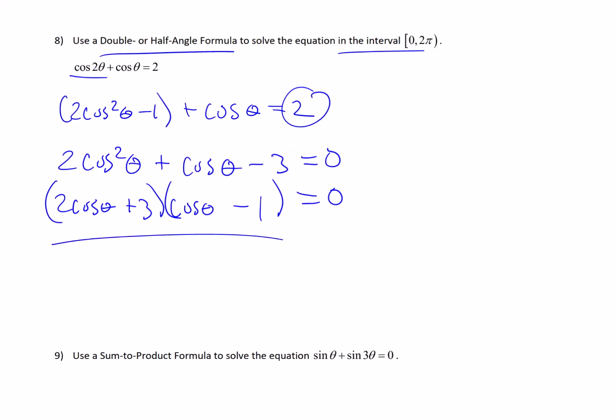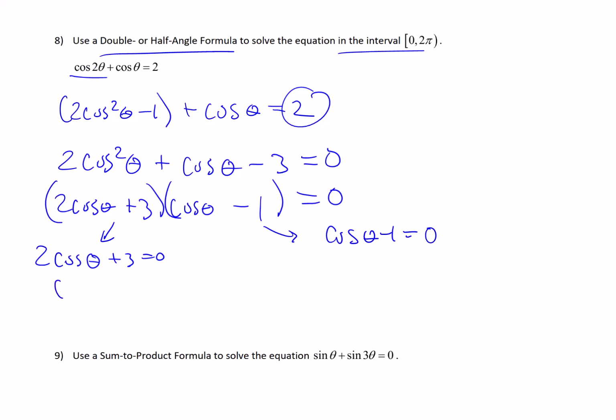Now we also have the zero product property in play. We have the product of two things equal to 0. That means the first factor could be 0. So 2 cosine theta plus 3 could be 0, or cosine theta minus 1, the second factor, that could be 0 as well. Again, just using the zero product property. This first equation gives us then cosine theta equals, if I subtract 3 and divide by 2, cosine theta equals negative 3 over 2. But negative 3 over 2 is really negative 1.5.